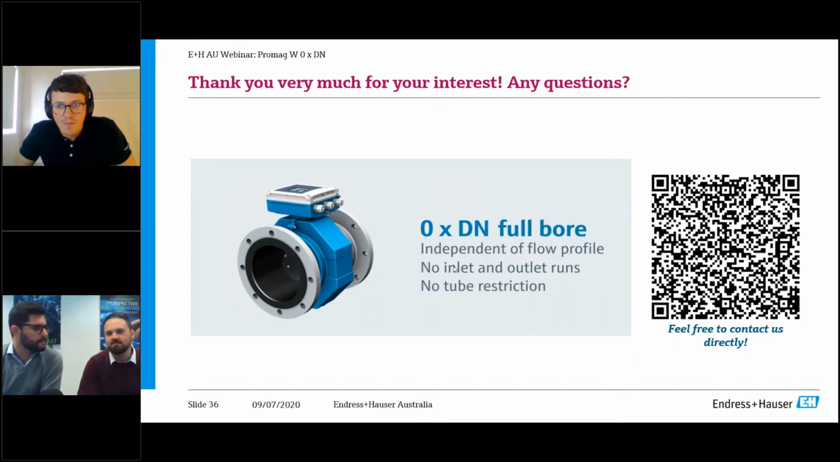I mean, don't cut the pipe, put an ultrasonic in and maybe have some inaccuracy if you don't have those upstream and downstream lengths, or you cut the pipe and you drop the 0dn straight in there without any issues.